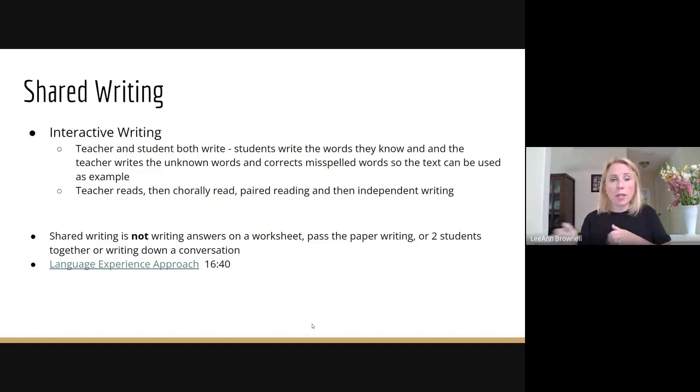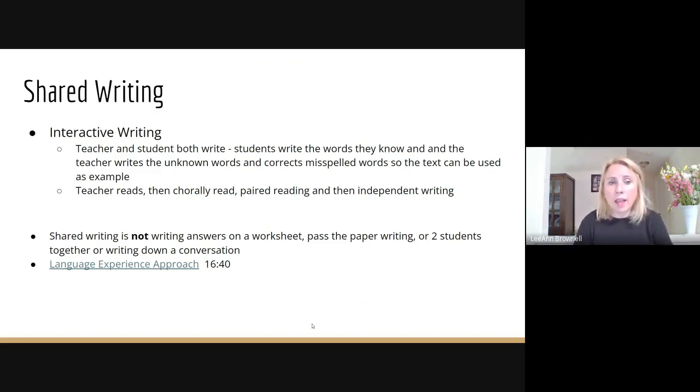Very important that shared writing is not writing answers down on a worksheet. It's not passing a piece of paper, so you write a sentence and then the next person writes a sentence and then you develop some wonky story that doesn't make any sense at all. That is not what it is. It is also not putting students in partners and having them write down a conversation. That is not it at all.